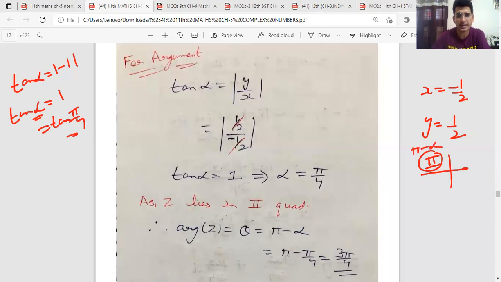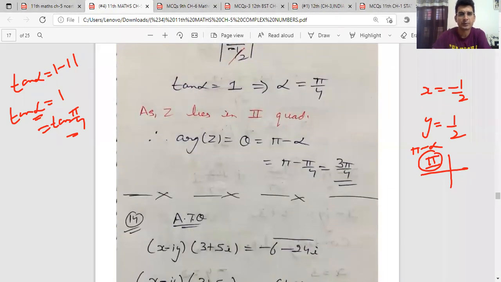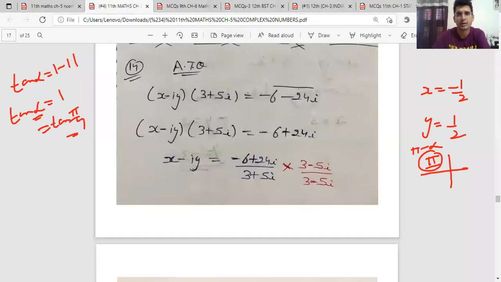As z lies in the second quadrant, therefore the argument of the complex number, that is theta, will be equal to pi minus alpha. The value of alpha is pi by 4. So 4 pi minus pi, that is 3 pi by 4. This is question number 13. Next question is question number 14.